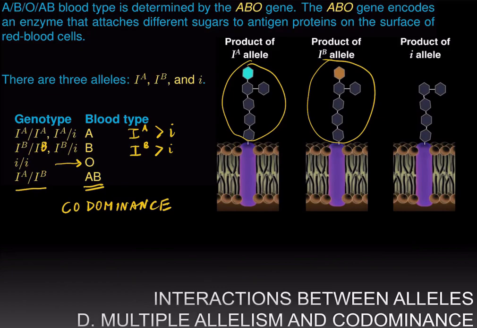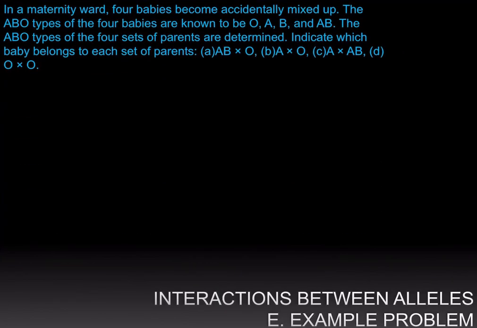Let's practice with a problem. In a maternity ward, 4 babies become accidentally mixed up. The ABO types of the 4 babies are known to be O, A, B, and AB. The ABO types of the 4 sets of parents are determined. Indicate which baby belongs to each set of parents, and we are given 4 different parental crosses here.